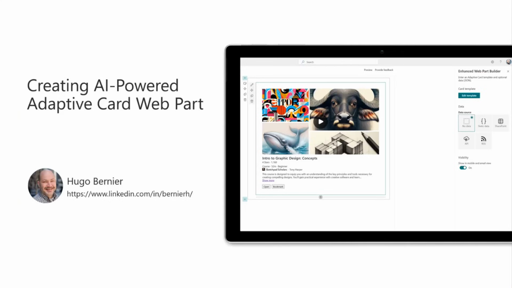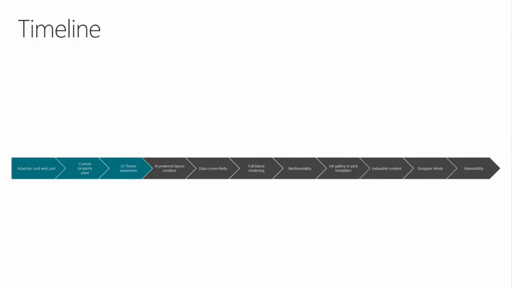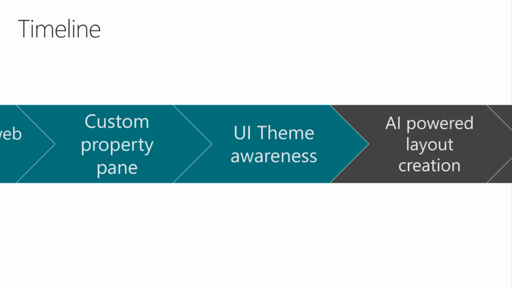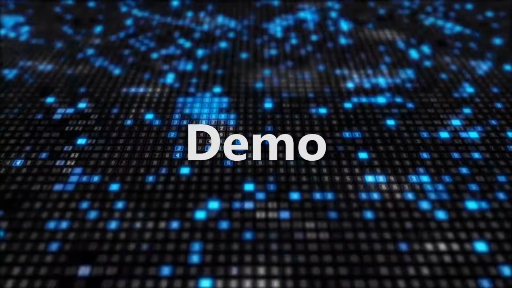Check it out. All right, so this is part of a series where we're trying to build a web part that allows you to build adaptive cards, but we're imbuing AI power into it. And these web parts are designed to have all the cool features that a perfect web part should have. All right, so we've already built the web part. We've built the custom property pane. And now what we are doing is we're going to show you how to provide UI theme awareness. What do we mean by that? Well, let's show you a demo.